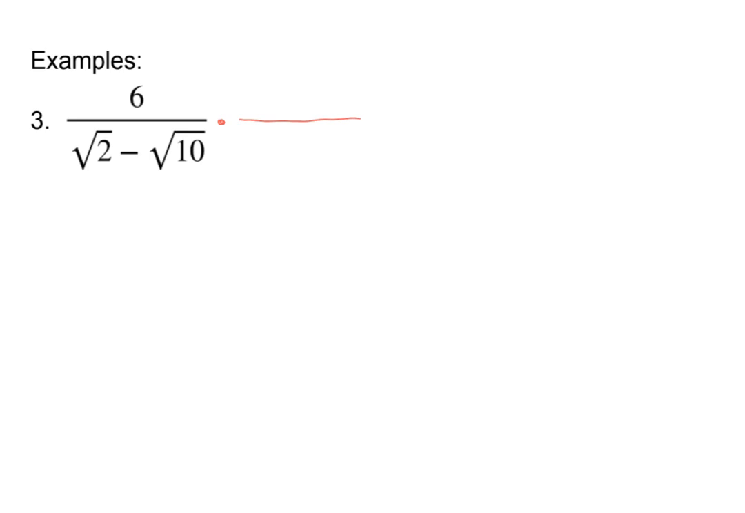One's a minus b and one's a plus b. So my bottom is root 2 minus root 10. So if I'm going to use the factors of difference of squares, this would be root 2 plus root 10. I make sure I change that sign so that we're using factors of difference of squares.